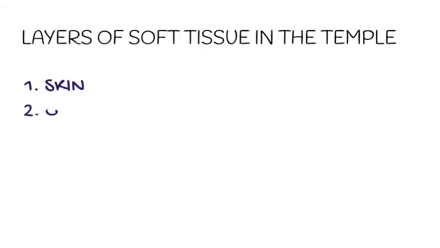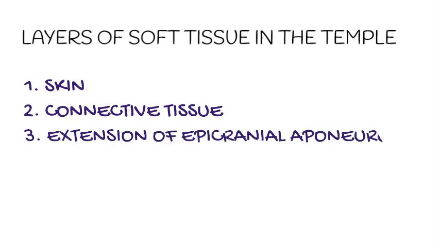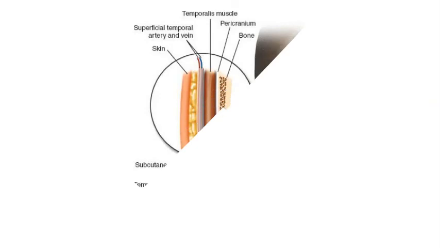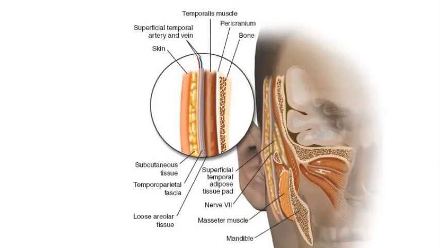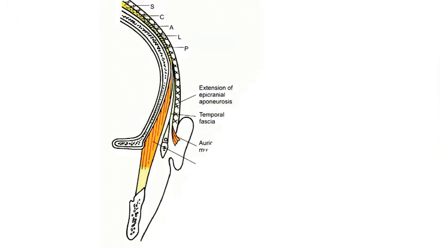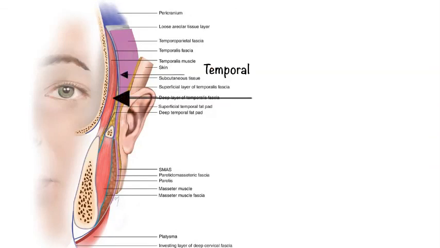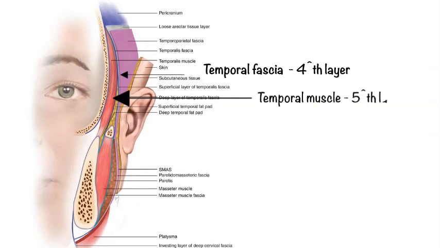Layers in the temporal region. There are 6 layers in this region. The first and second layers are the same as in the scalp: skin and cutaneous tissue. The third layer is a thin expansion of the epicranial aponeurosis of the scalp, from which the auricularis anterior and superior muscles arise. The fourth layer is the temporal fascia. The fifth layer is the temporalis muscle. The sixth or last layer is the same as in the scalp: pericranium.